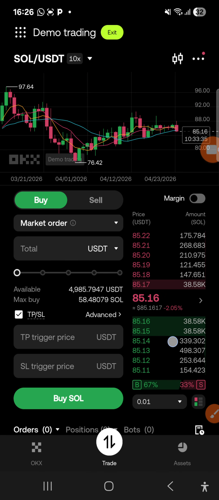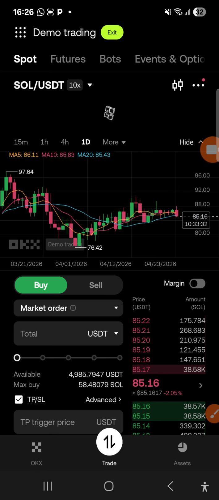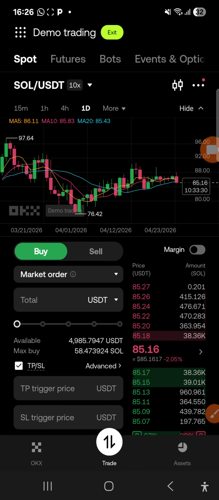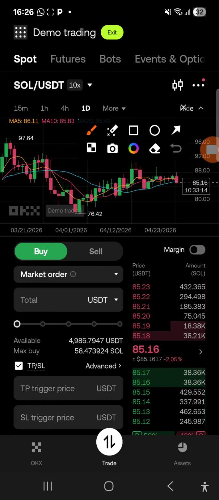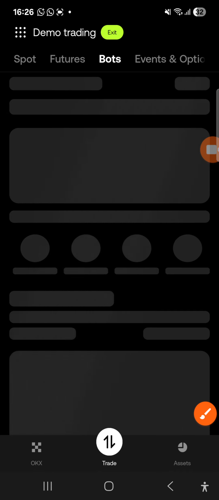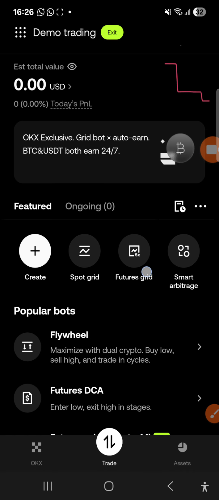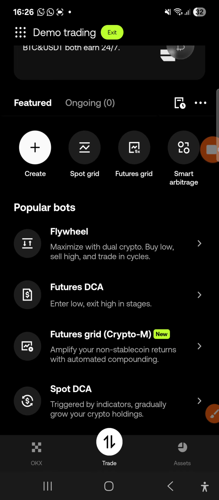Now this is my OKX exchange and I have gone to the side of demo trading, of which I encourage everyone who is learning crypto to use demo trading instead of a real account. Now I want to tap here where you see the word bots. Okay, bots. Now I tap on bots. We shall see the bots which are built inside our OKX exchange.